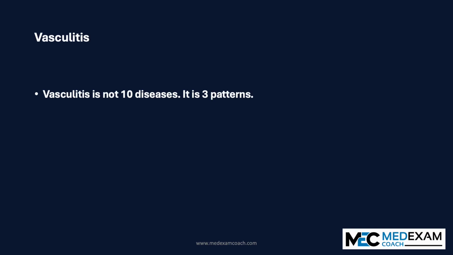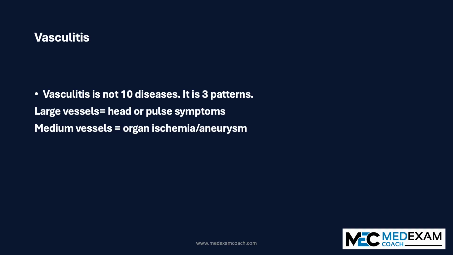I'm going to be talking about vasculitis today. There are several different types of vasculitides, and if we simplify it into three patterns, it's going to be much easier to understand vasculitis. There's large vessel vasculitis, which is basically head or pulse symptoms; medium vessel vasculitis, which is organ ischemia or aneurysms; and then small vessel vasculitis, which is usually a rash, kidney involvement in the form of glomerulonephritis, and lung involvement such as pulmonary hemorrhage.